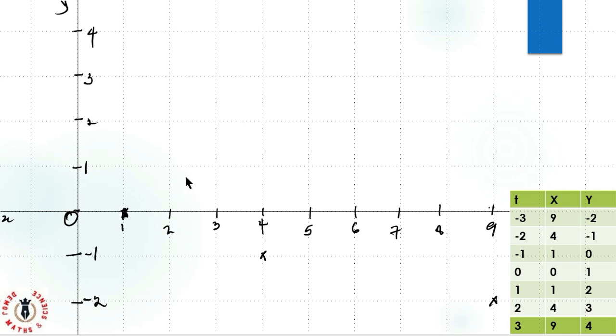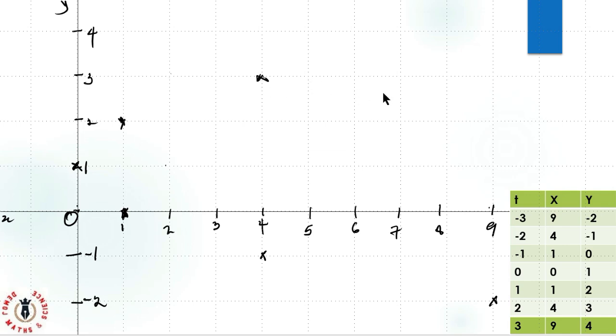And when x is 0, my y is 1. So I'll pick this point. Now when x is 1, my y is 2. So it comes this way. And when y is 3, the x value is 4. So I'll have it this way.